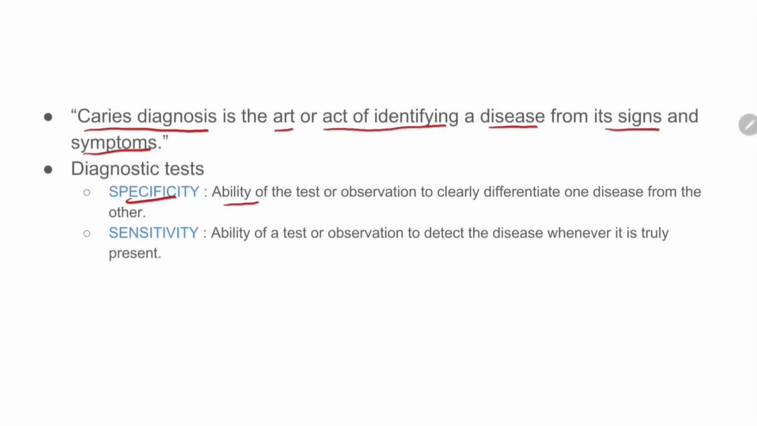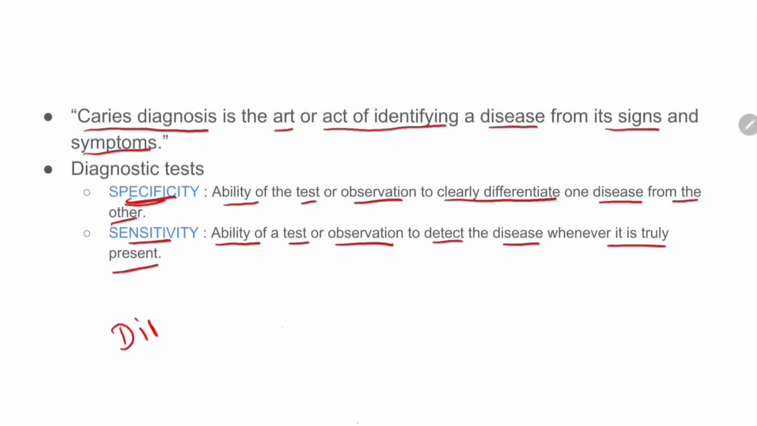Specificity means the ability of the test or observation to clearly differentiate one disease from the other, and sensitivity means the ability of a test or observation to detect the disease whenever it is truly present. In simpler language, we can say specificity means differentiation between two diseases, and sensitivity is a one-answer question, either it is yes or it is no.